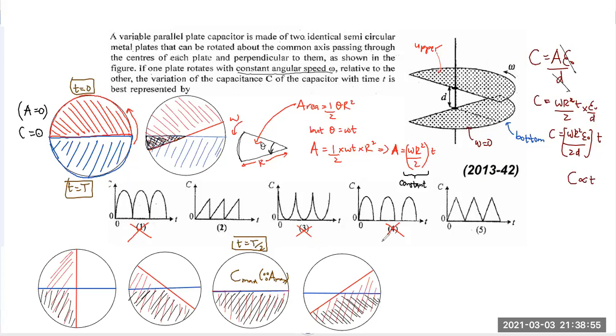But the graph has to be a straight line. I have explained that here. Why is it a straight line? Because area is directly proportional to time. Therefore, people, the answer for this question has to be fifth. Okay.